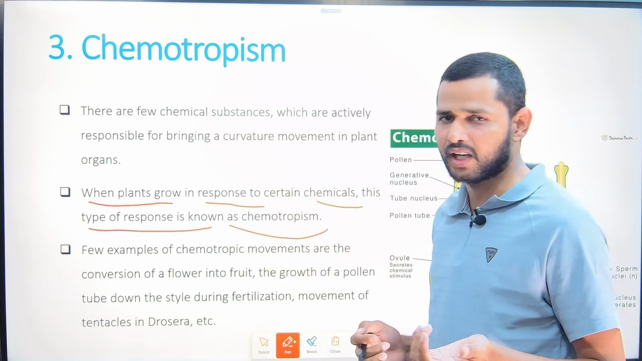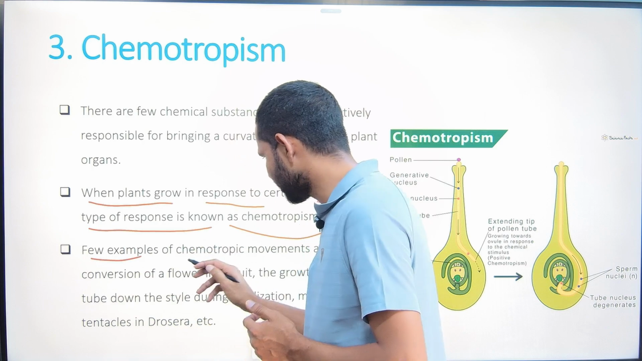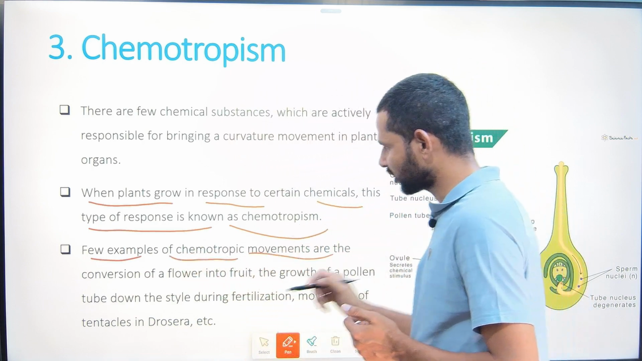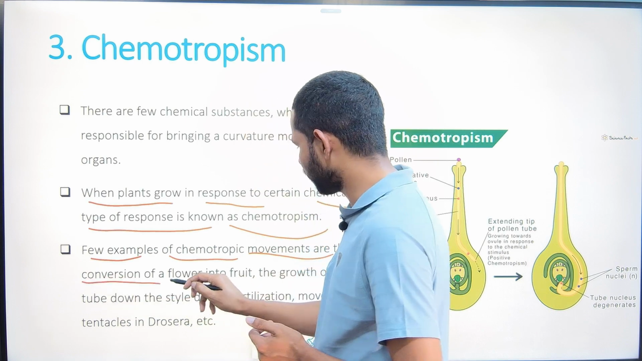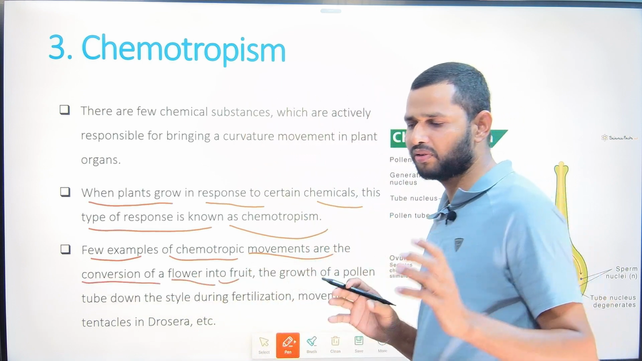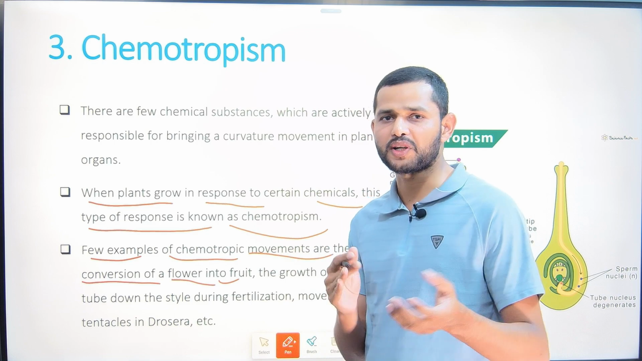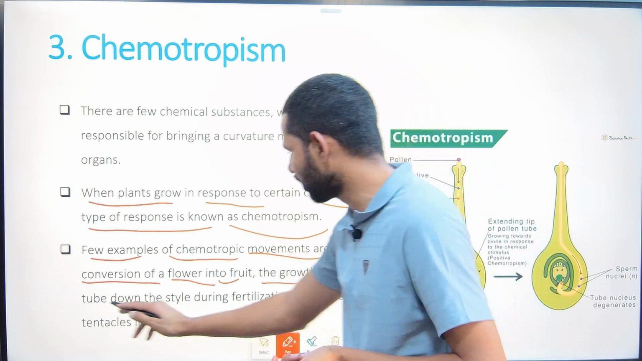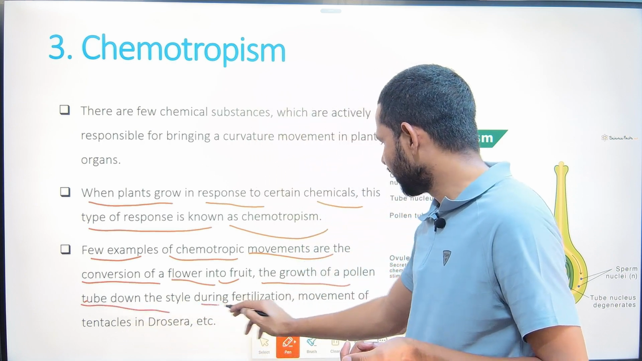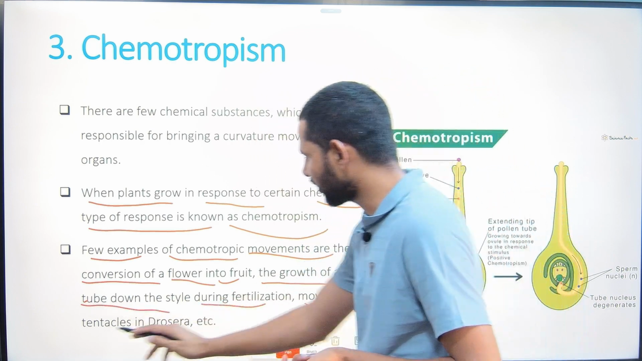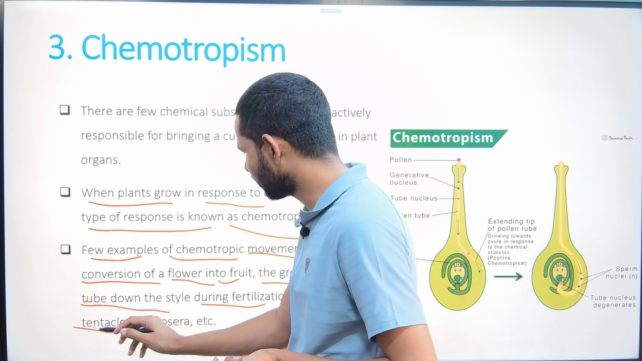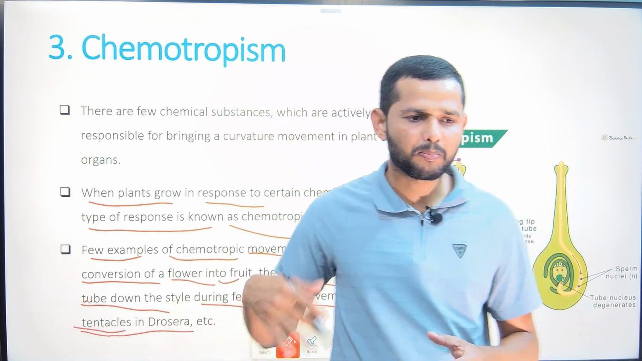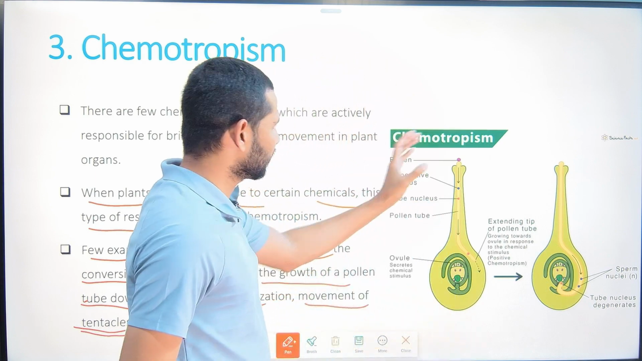So for example, a few examples are here. The chemotropic movement is the conversion of a flower into fruit. How does a flower turn into fruit? What is the process? How will it come? So the growth of a pollen tube down the style during fertilization, movement of the tentacles in Drosera. It is one of the plants, and it is shown in this picture.